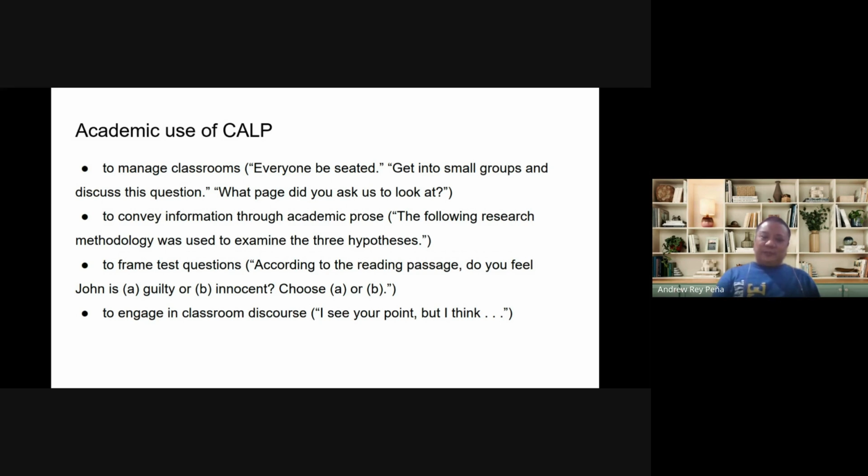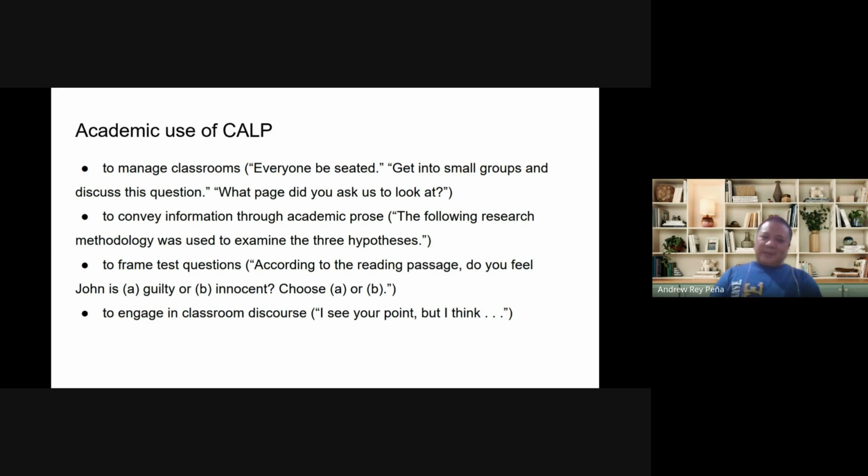Or to convey information through academic prose, academic speech. "The following research methodology was used to examine the three hypotheses." So they're trying to express information using the kind of language used in school. CALP could also be used to frame test questions. Like, "According to the reading passage, do you feel that John is A, guilty, or B, innocent? Choose A or B." So when you talk using BICS, you don't talk like that. But when you read tests, that's how they are framed.